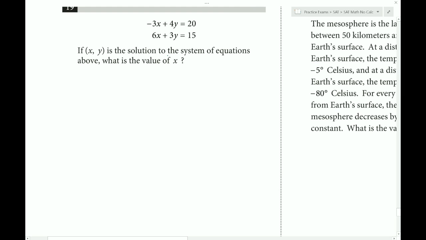If (x, y) is the solution to the system of equations above, what is the value of x? So I would use the elimination method. I'd start by doubling the entire top equation: minus 6x plus 8y equals 40. And then I combine these via stack and solve. The x's cancel. I get 11y equals 55. Divide by 11 on both sides, and I get y equals 5.